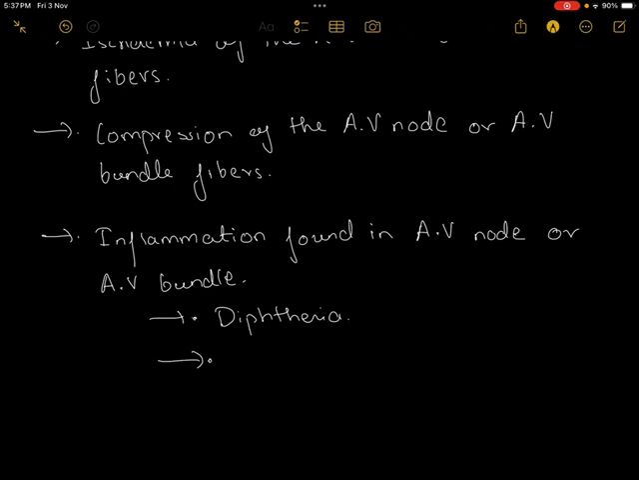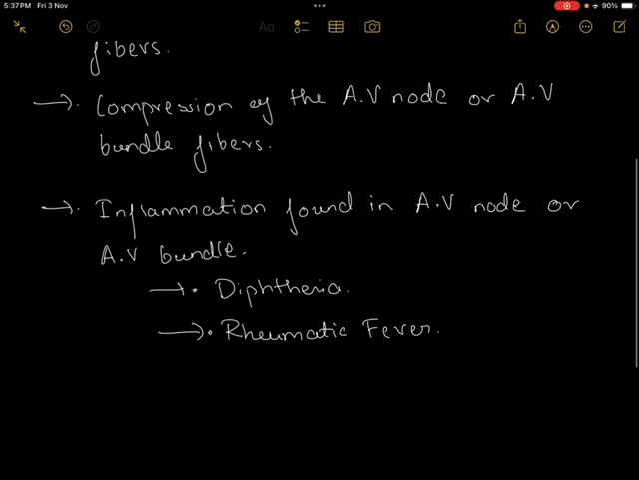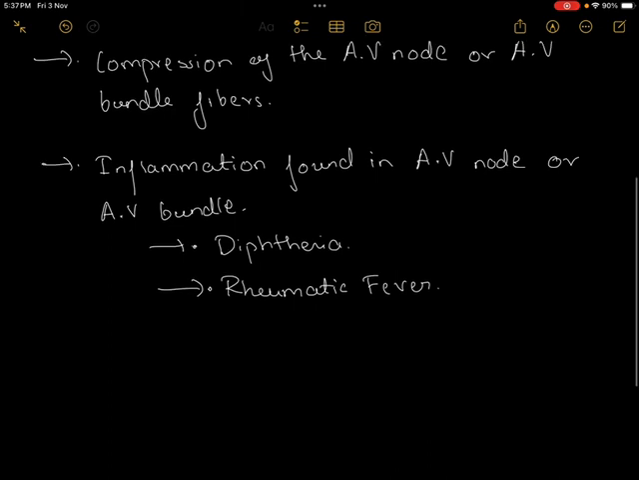Another thing which may also lead to it is rheumatic fever. You might be knowing about rheumatitis, about osteocytic rheumatitis, which usually occurs in synovial types of joints in our body. So this is also a common factor of rheumatic fever. So inflammation found in the AV node indicates AV node blockage, and it may also indicate other types of disease such as diphtheria and rheumatic fever.